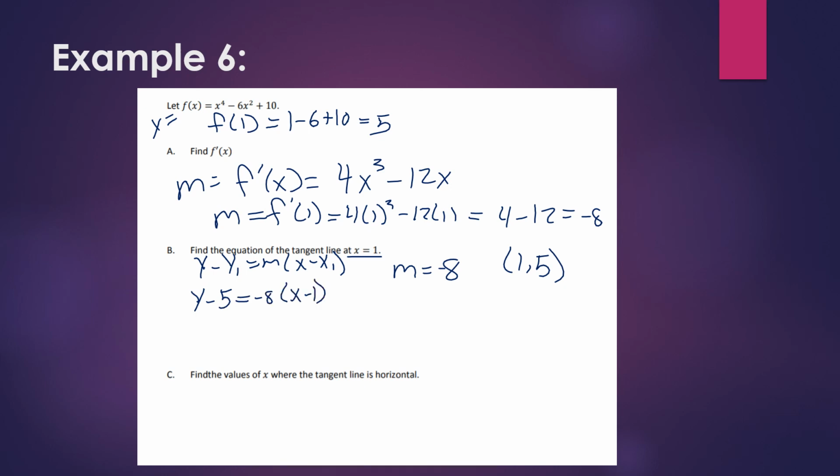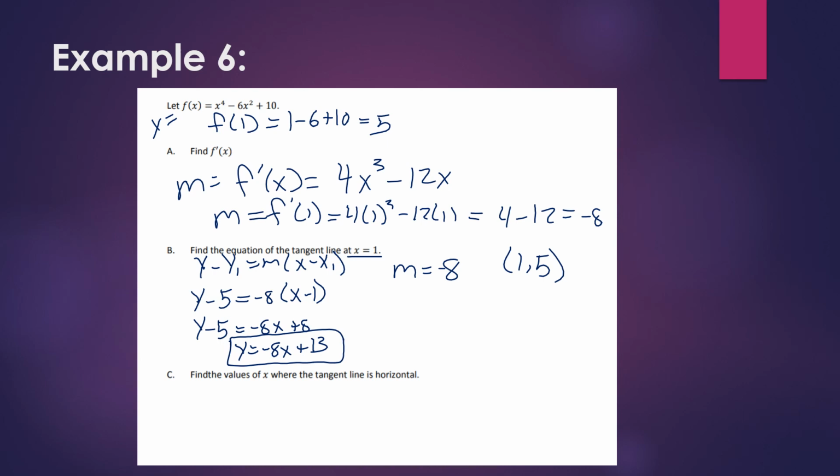And technically you can leave the answer here, but a lot of people like to get it into y equals mx plus b. So if you want to do that, y minus 5 equals negative 8x plus 8. Add 5 to both sides, and you get y equals negative 8x plus 13. And that would be your final answer for B. And then C, they're asking, find the values of x where the tangent line is horizontal.